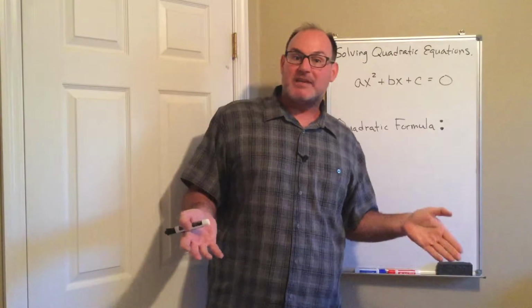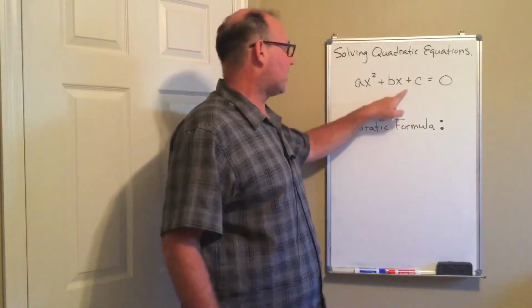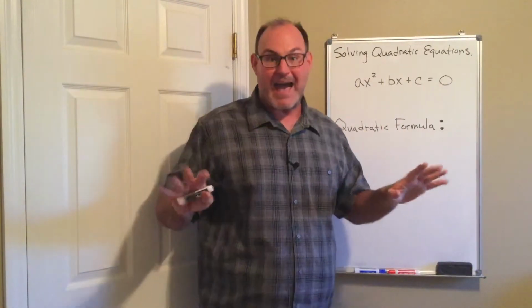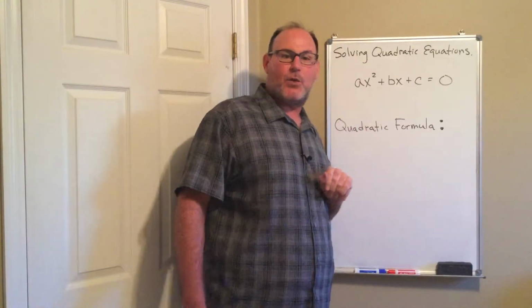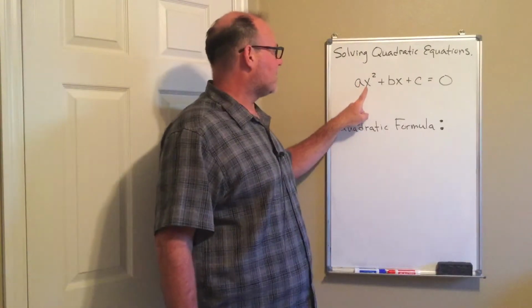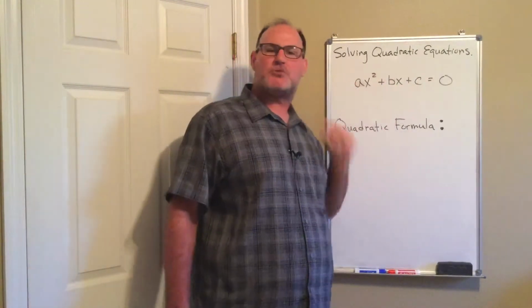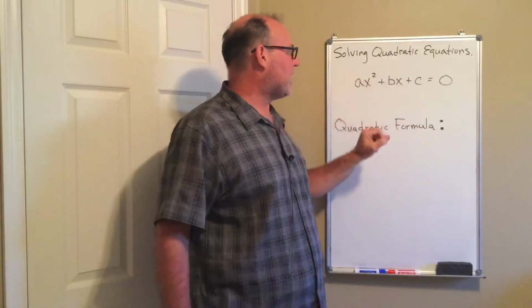But the question arises, what happens if I cannot factor the quadratic? Can I still solve it? And the answer is, of course, yes, math. So the general format of every quadratic equation is ax squared plus bx plus c equals 0. Almost every algebra book that you ever open up, if you open up another one, will use the same letters.